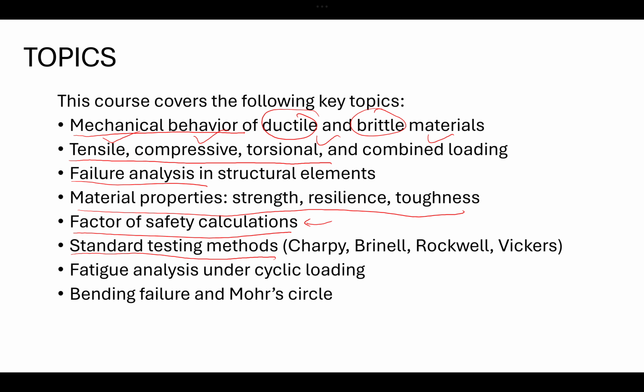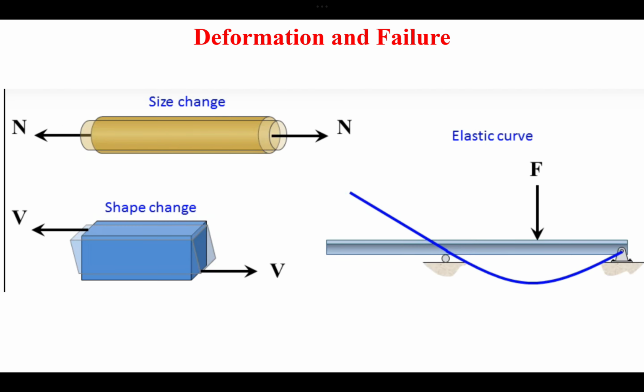Some standard testing methods, so we have impact testing, and then hardness testing of the materials, and we also have fatigue analysis or cyclic loading, and then bending failure and Mohr's circle. So these are different techniques that we can use to check the reaction of the material based on the applied loadings. And then at the end we should be able to predict the size change, the shape change, and the bending produced in different parts when certain forces are applied.